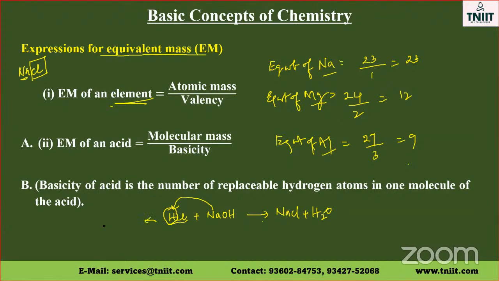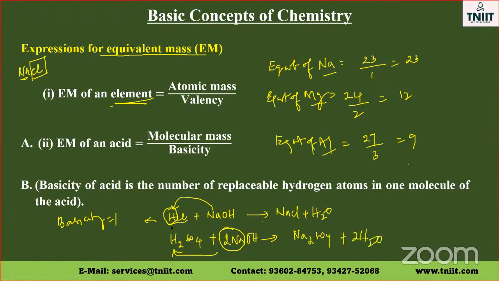Therefore, the basicity of HCl is 1. So basicity is defined as the number of replaceable hydrogen present in one molecule of an acid. Now, if you take a second acid, H2SO4, when it's allowed to react with sodium hydroxide, the 2 sodium atoms will displace hydrogen. So we get sodium sulfate plus 2 moles of water. Since it has 2 replaceable hydrogen, we call the basicity of sulfuric acid 2.